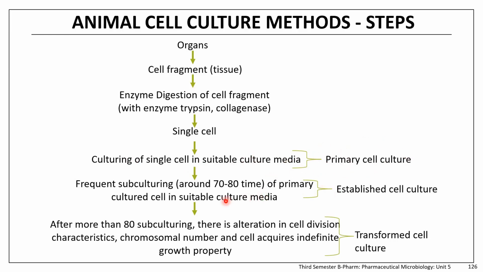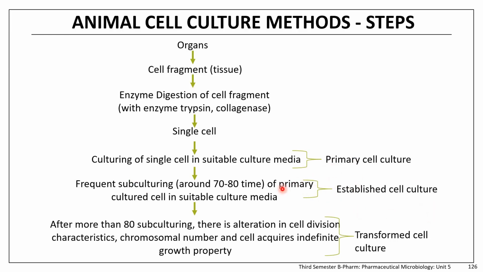Now we can culture this up to 70 to 80 times for a secondary culture. So this stage is known as established cell culture. In the syllabus there is a term like primary cell culture and established cell culture.